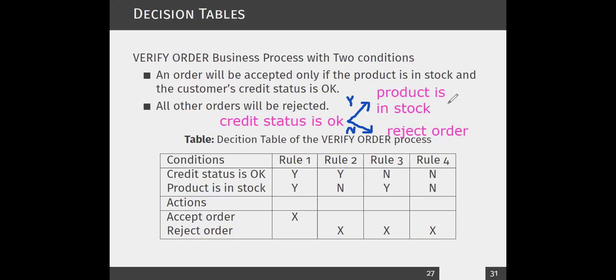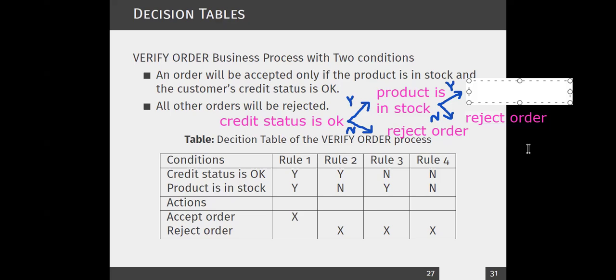Again, 2 answers. We can say yes, we can say no. So if it is yes and no. If the product is not in stock, we know it's again reject. Reject. And if the credit status is okay and product is in stock, then accept order.